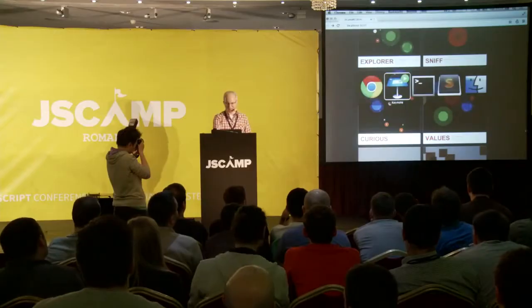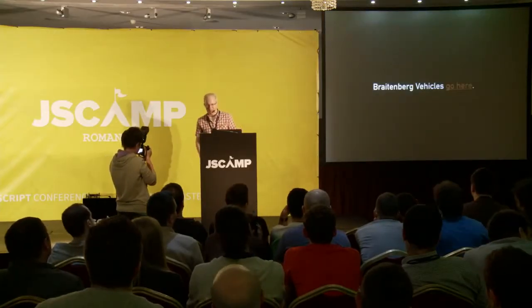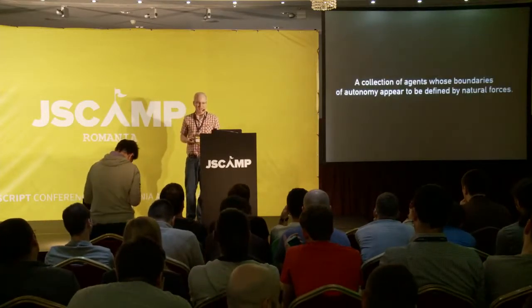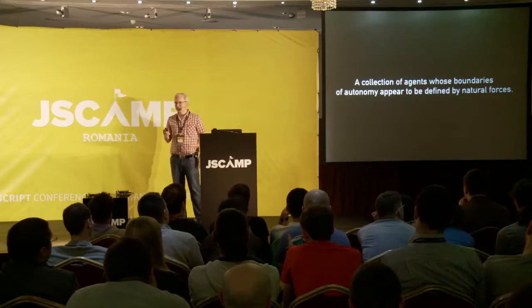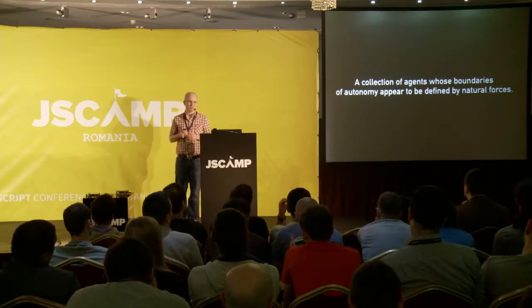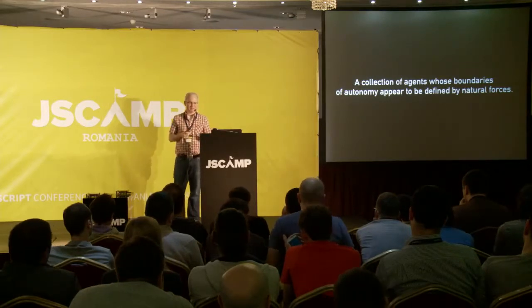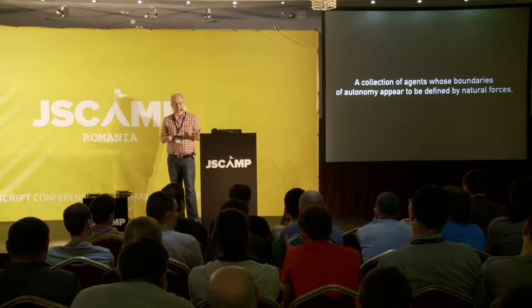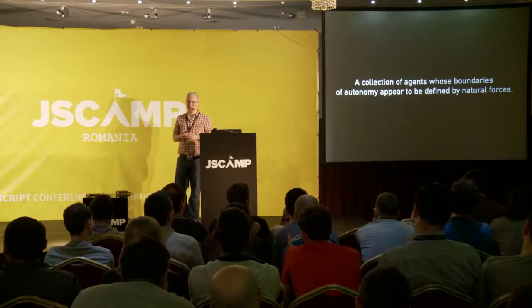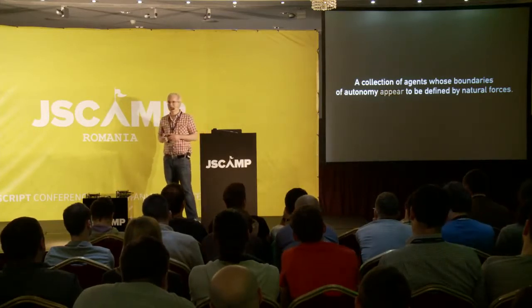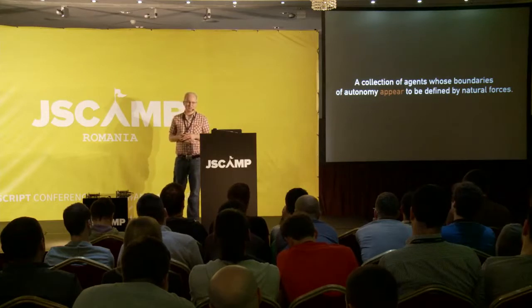So how do we do something like this in a browser? We've heard a lot about simplicity today and the value of simplicity, and I think it's a good exercise to start very simple. We need to define what a natural simulation is before we try to build the bare bones of one. I like this definition: it's a collection of agents whose boundaries of autonomy appear to be defined by natural forces.